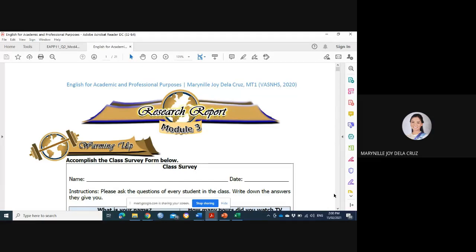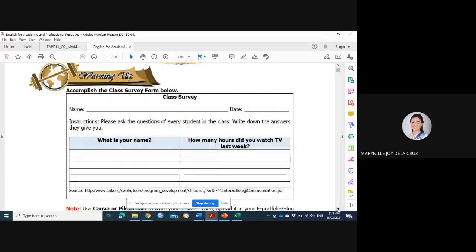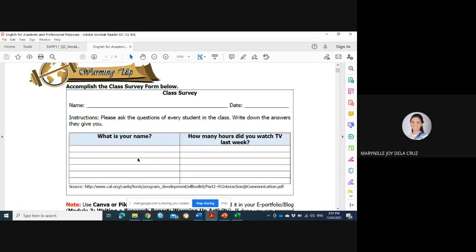It will determine whether you will be a credible researcher or you are a researcher just for the sake of researching. So in your research report, I have some few activities that we're able to give you. Of course, this is just only preliminary to unlock what you have learned during the past experiences, and that is doing this class survey. So this one is actually very easy.